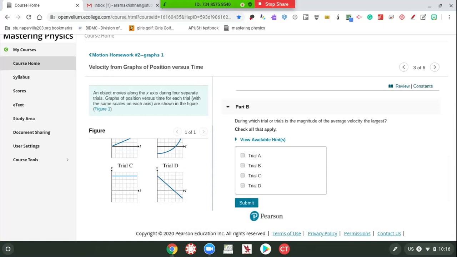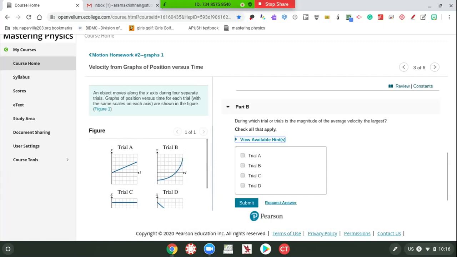And to get trial B, we have to get the slope of the tangent. But average means it's not the slope of the tangent, it's the slope of the chord. A chord is the straight line joining the initial point and the final point. If you join this initial point and the final point, that is a straight line for which you have to find the slope. So this is again going up by 1, 2, 3, 4, 5, 6. Positive 6/7. So it is 6 by 7.